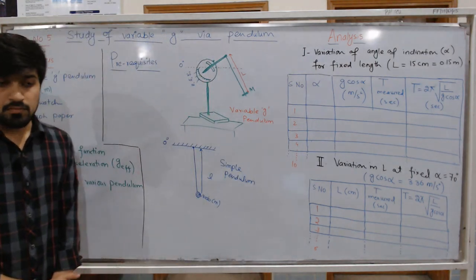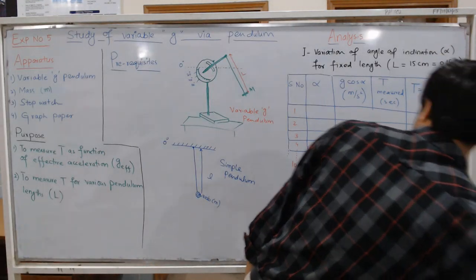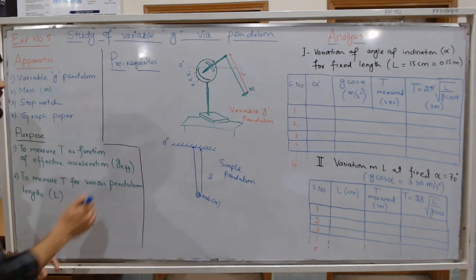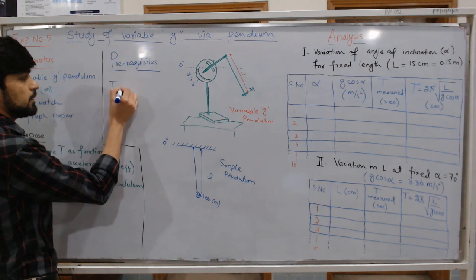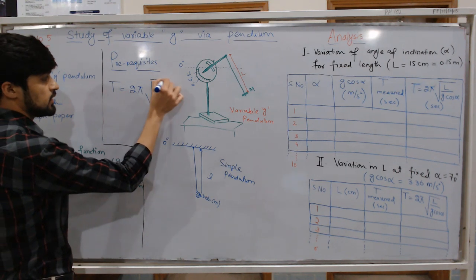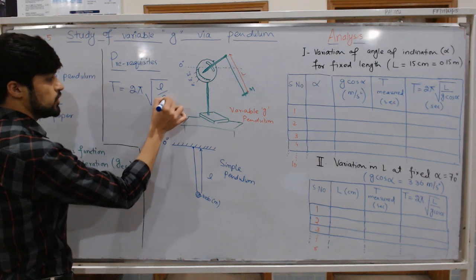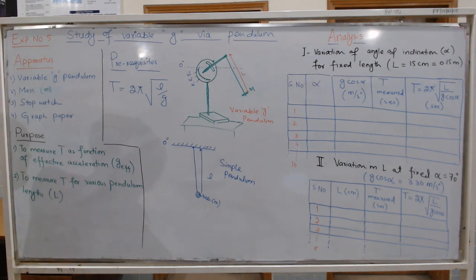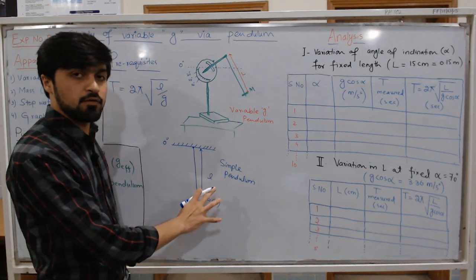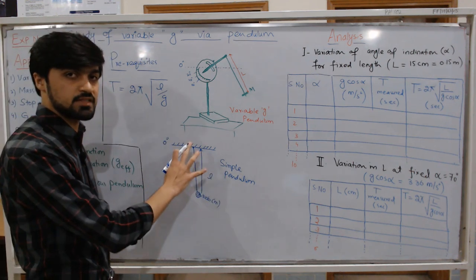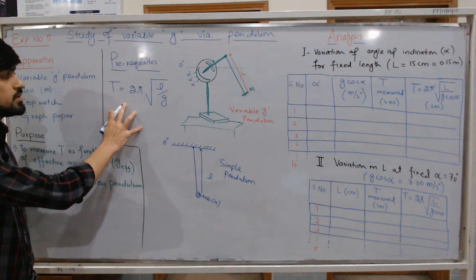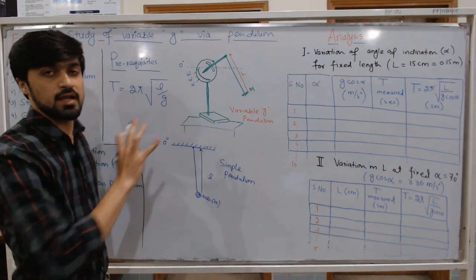Now, we will need to discuss some prerequisites. We know that the time period of the simple pendulum is 2 pi under root L by G. From our previous knowledge, the time period of the simple pendulum, or the time required for a single oscillation of a simple pendulum, can be calculated via this relation: T is equal to 2 pi under root L by G.